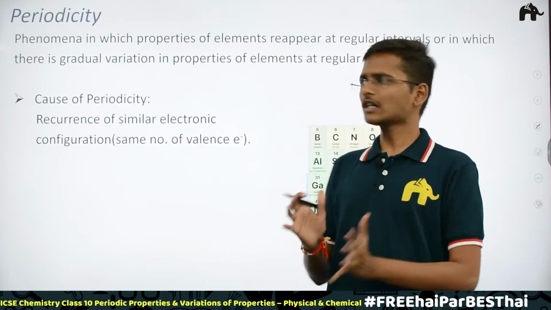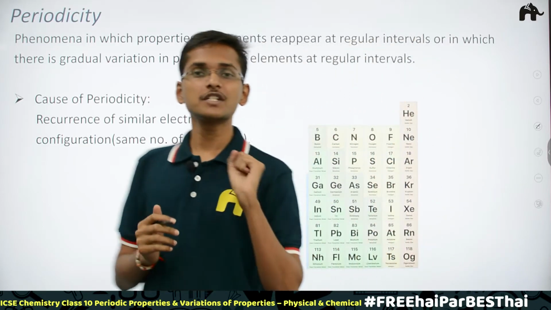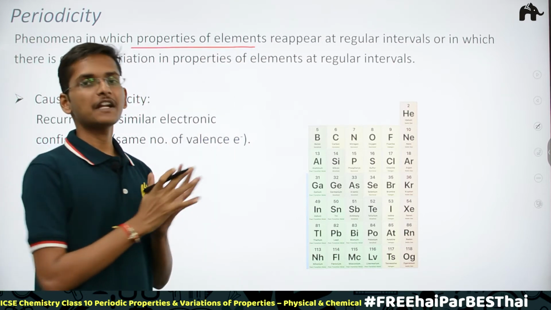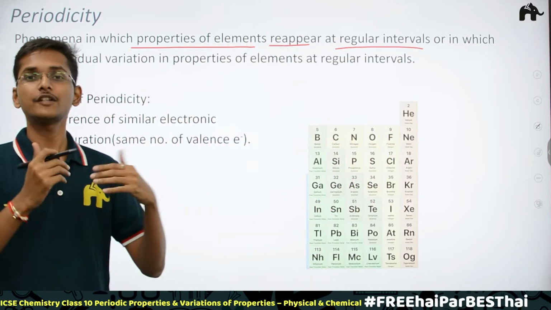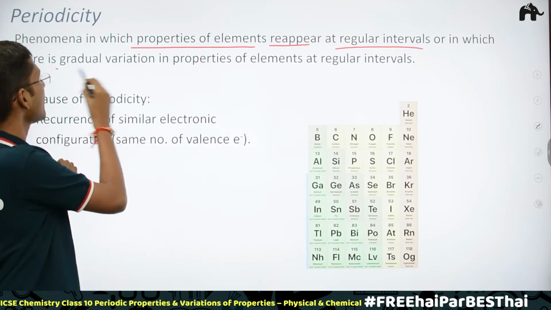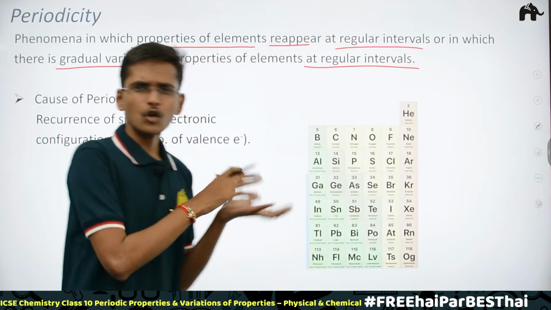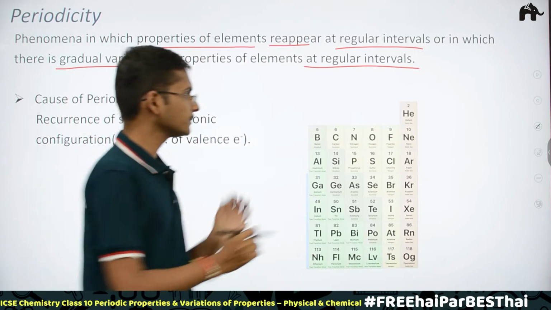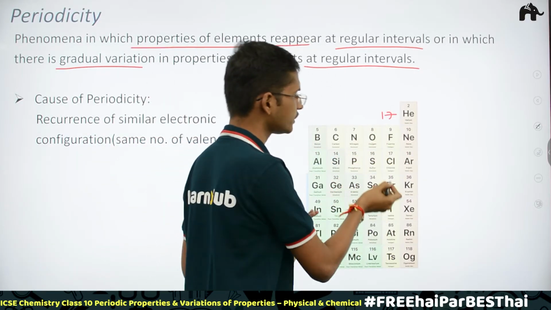So let's see what is periodicity. It's simply a phenomenon in which the properties of elements reappear at regular intervals. Or we can say that it is a phenomenon in which the properties of the elements show gradual variation after regular intervals. Now what does this actually mean? Let's understand this by taking an example. Here I am taking the example of group 17 elements: fluorine, chlorine, bromine, iodine.